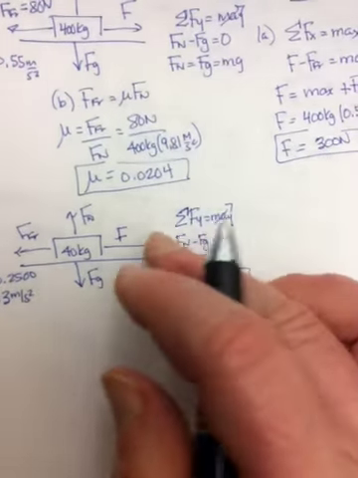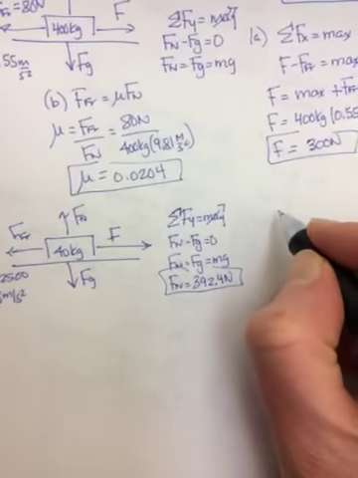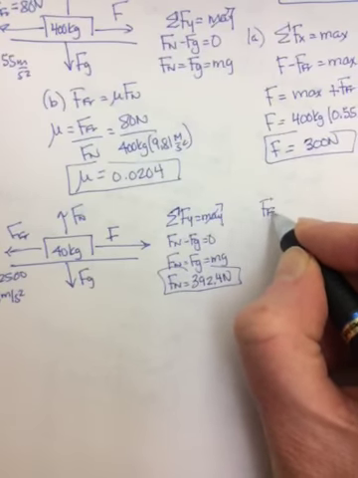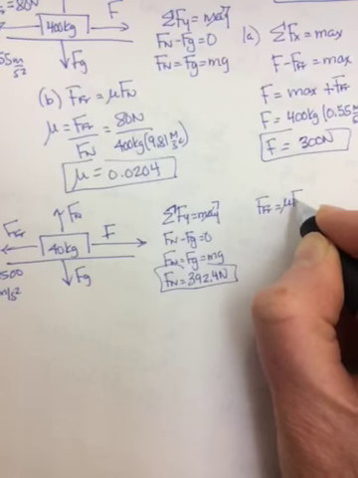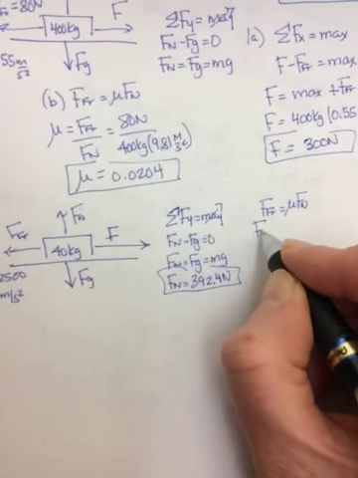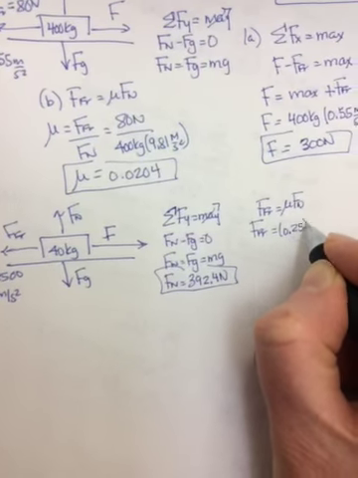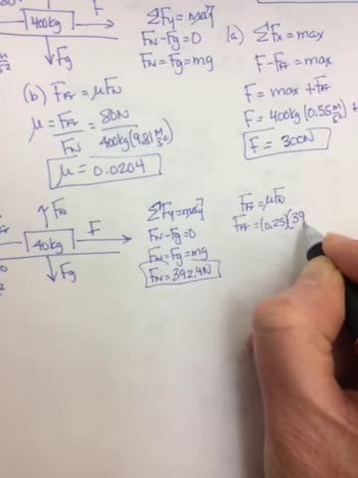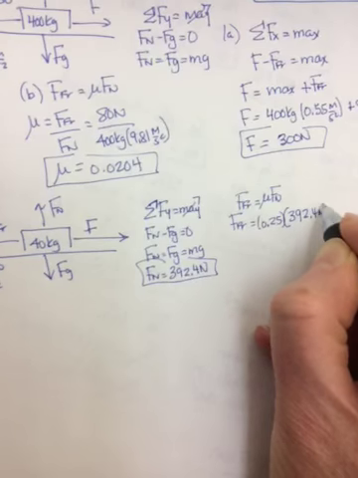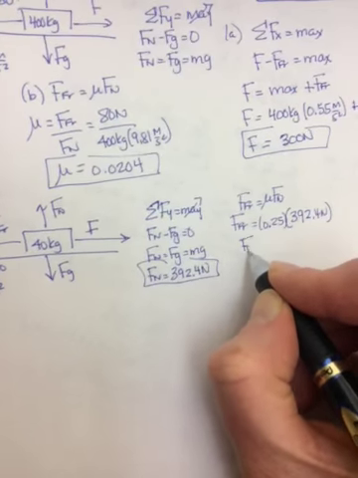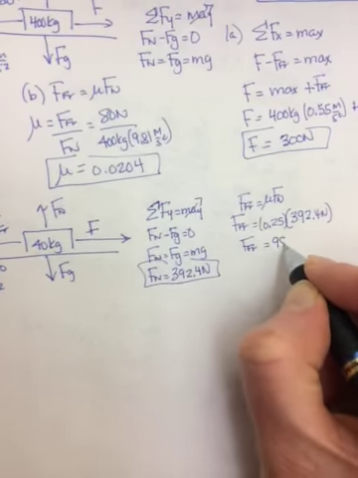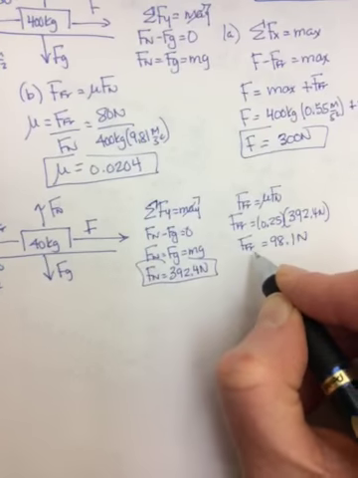You're looking for the force you're pushing with. You could also find your friction before you go there. You could do mu Fn. So friction is equal to 0.25 times this 392.4 newtons. And when you do this, you get a force of friction of 98.1, I think, newtons.